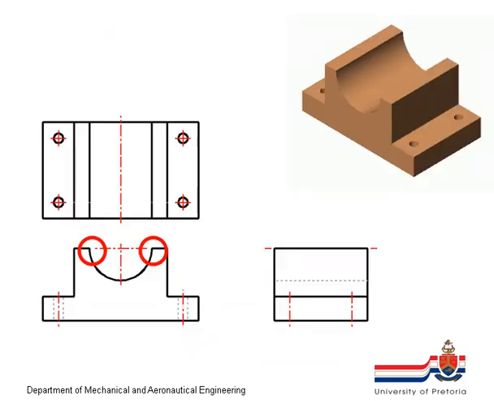This is just an example of what I just said. We've got a half circle that's cut through the whole component. This is a main view. Above it we have a top view. To the right we've got the right hand view.